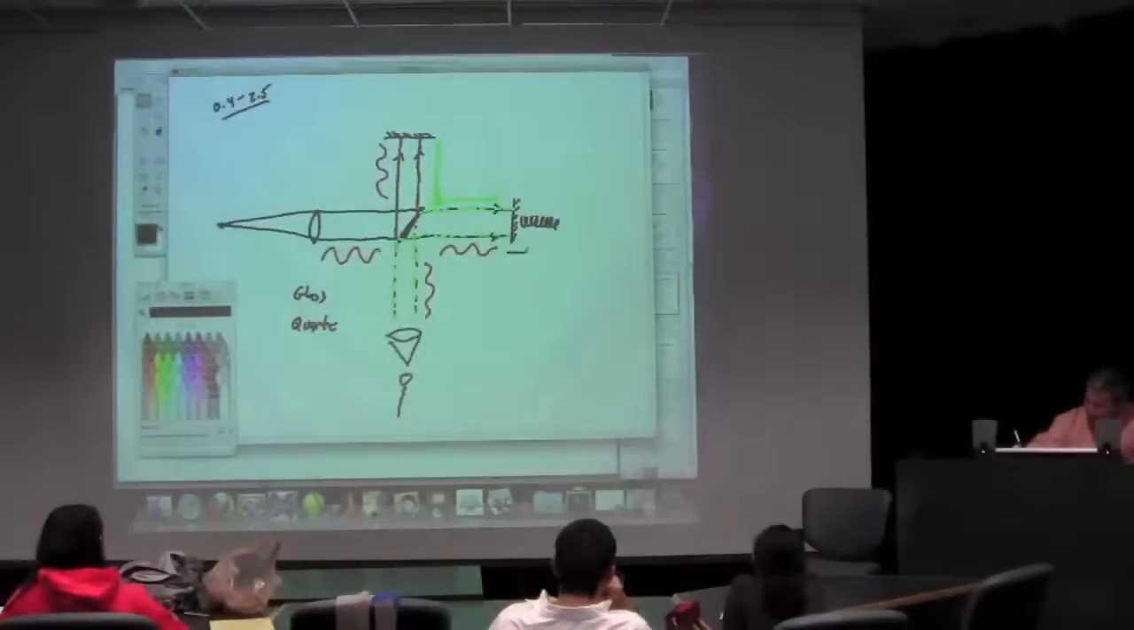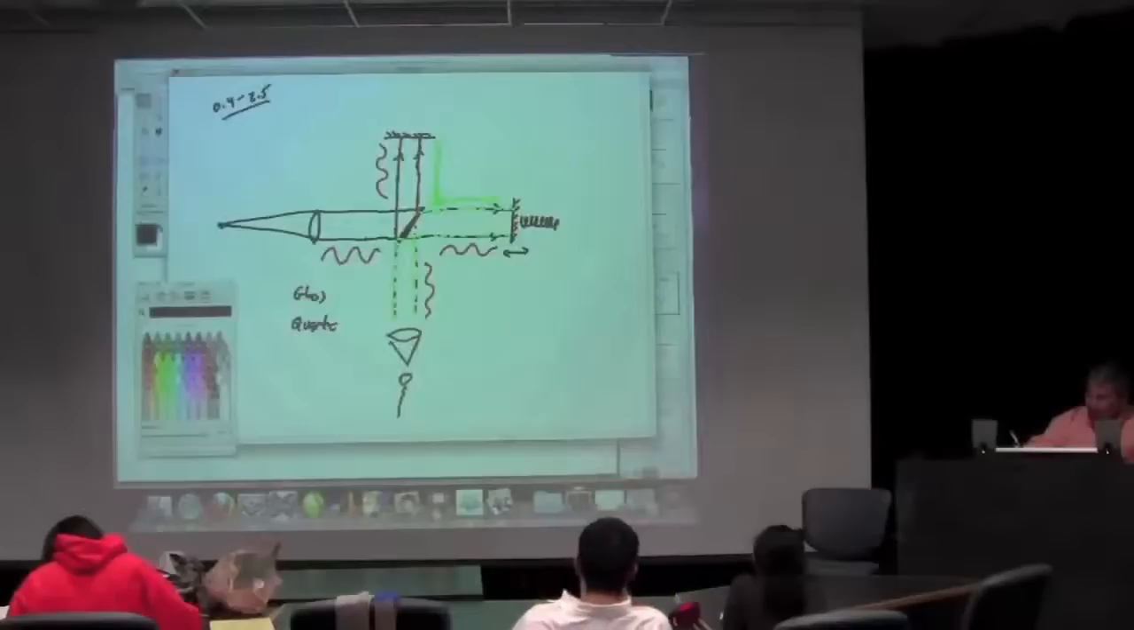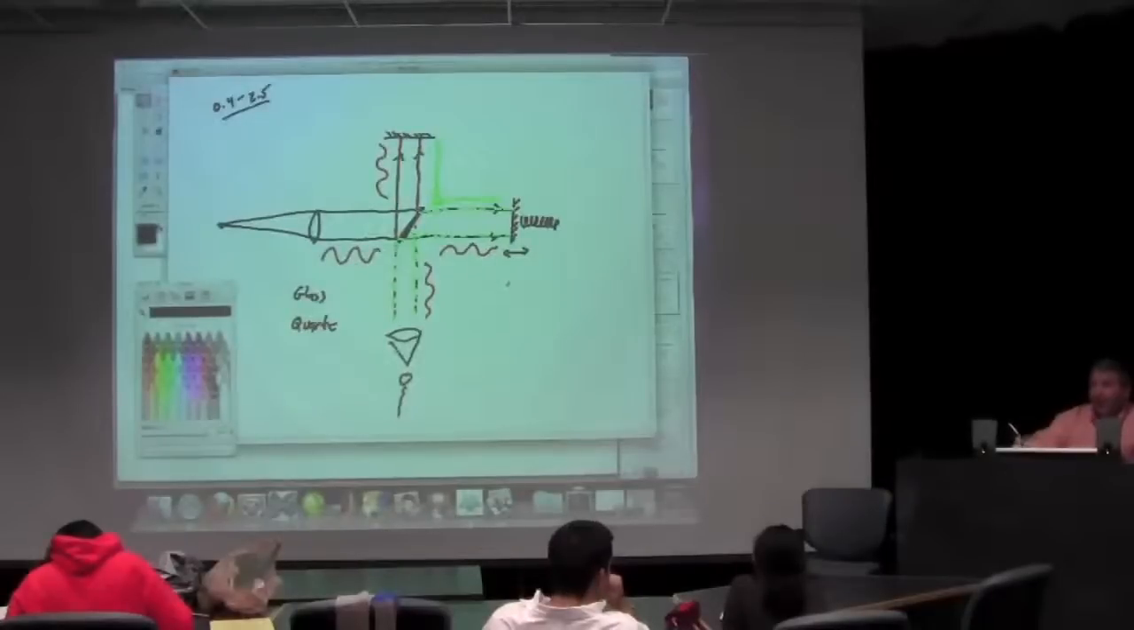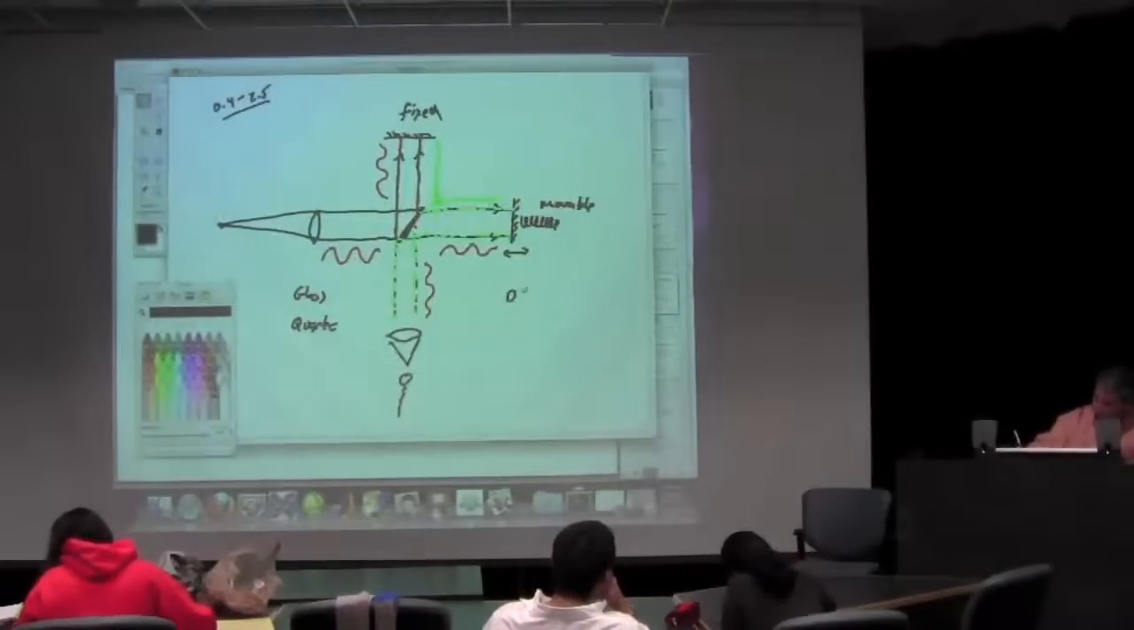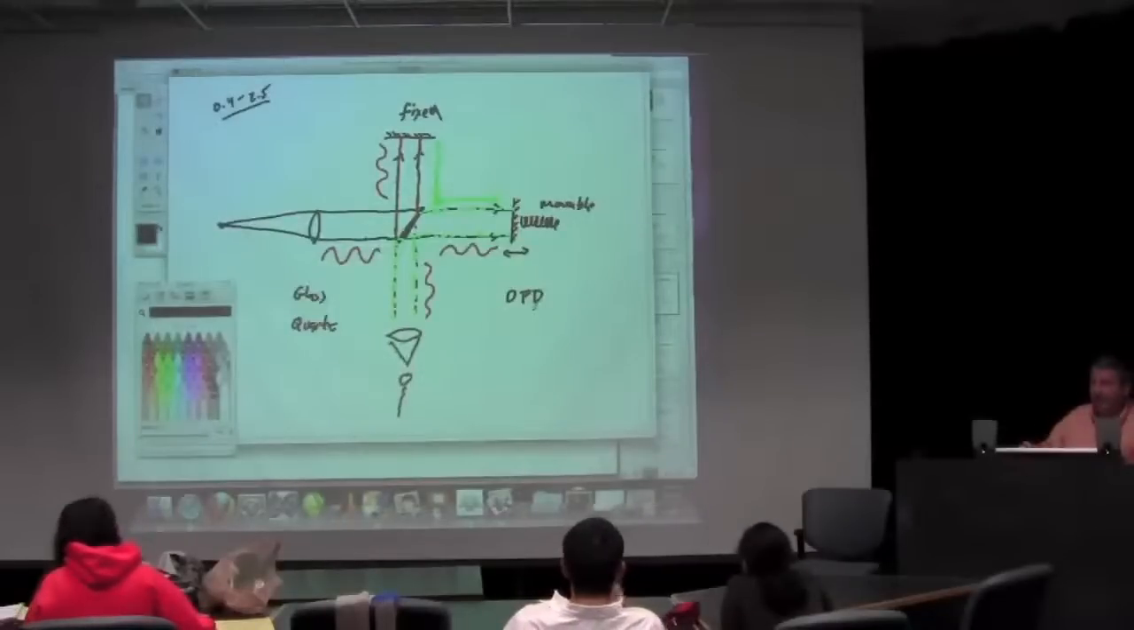So now, if this mirror can move, I could change what's called the optical path of the green elements that are shown right here, the black and green elements going to and from the mirror. And I could change that path by a certain amount. The difference between the path to the movable mirror and the path to the fixed mirror is what's referred to as the optical path difference, the OPD.